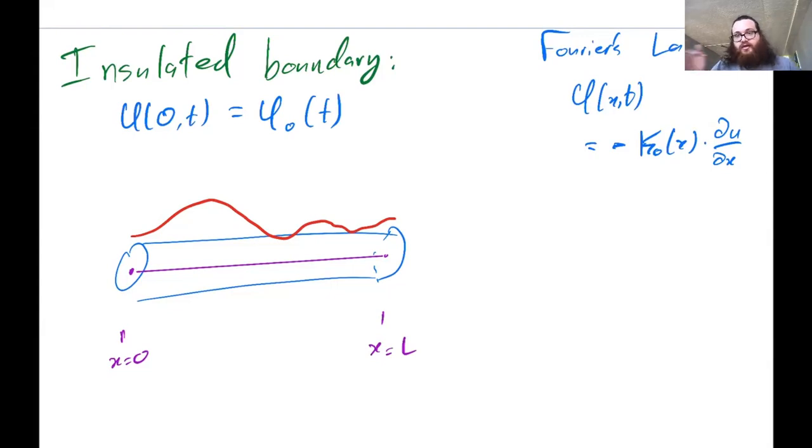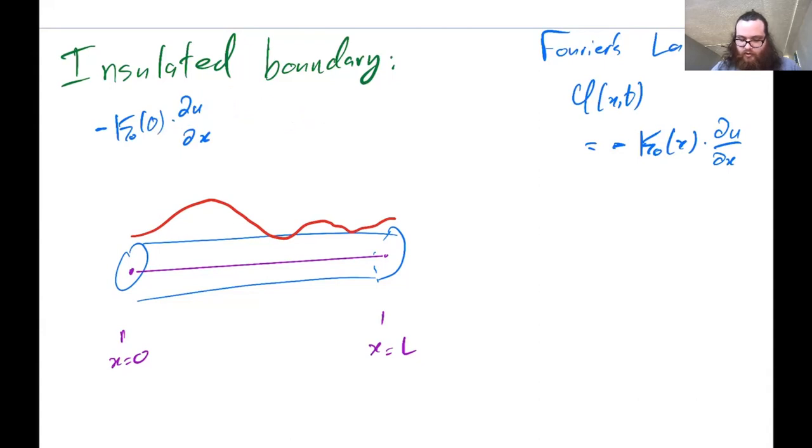Because of Fourier's law, we can relate the flux to the temperature. And so what that means is that instead of this flux term showing up right here, what we're going to do is say minus K0 of x, evaluated at the left endpoint of the rod, times the partial derivative of u in x. This is our specified flux.